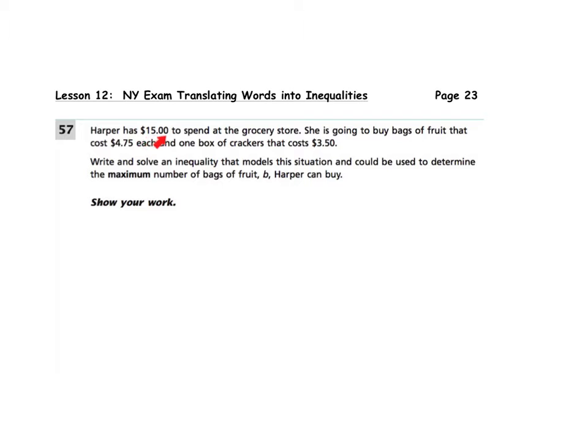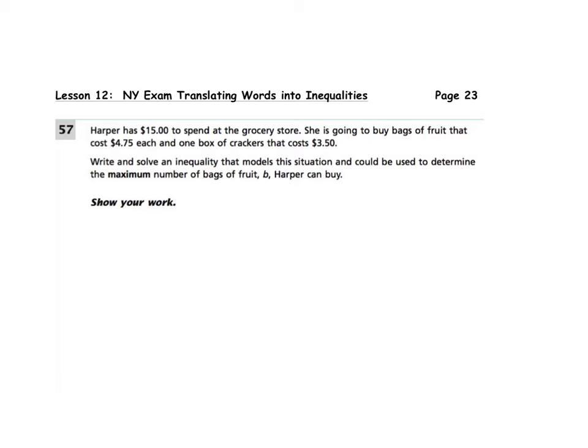Harper has $15 to spend at the grocery store. She is going to buy bags of fruit that cost $4.75 each and one box of crackers that cost $3.50. Write and solve an inequality that models this situation and can be used to determine the maximum number of bags of fruit, which they're giving us the variable b, Harper can buy.